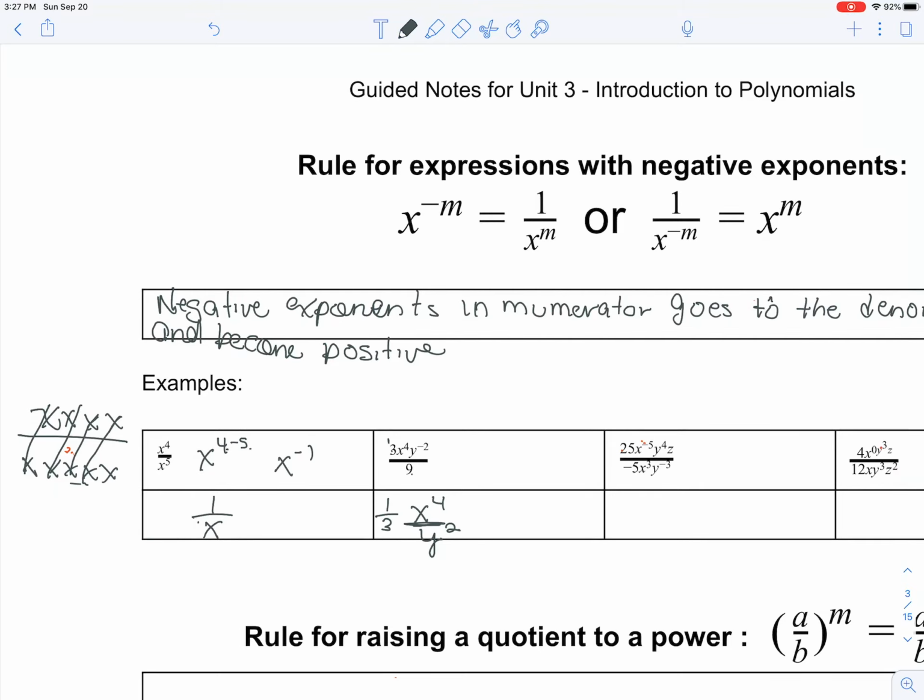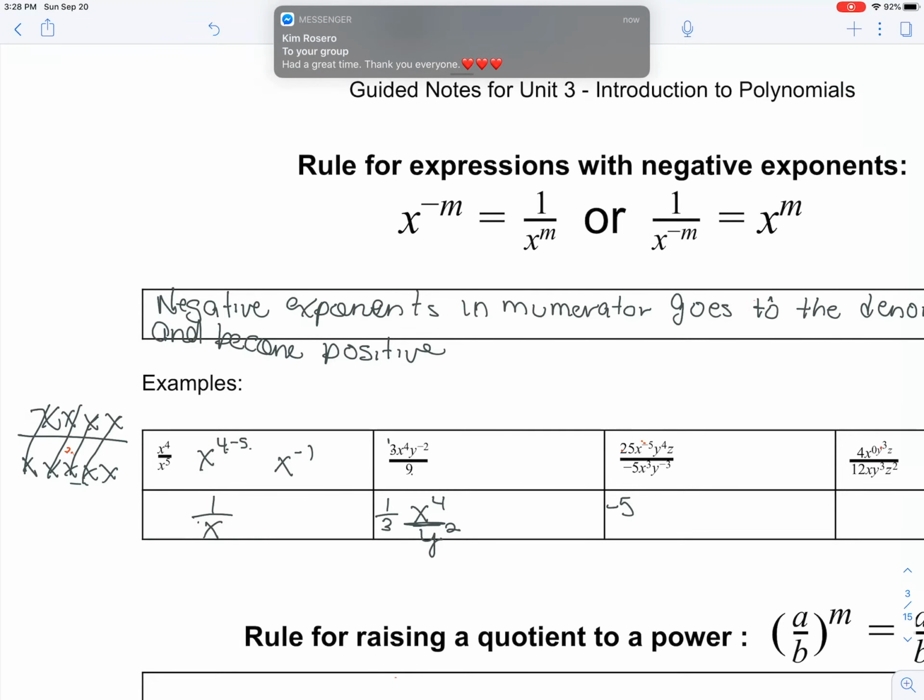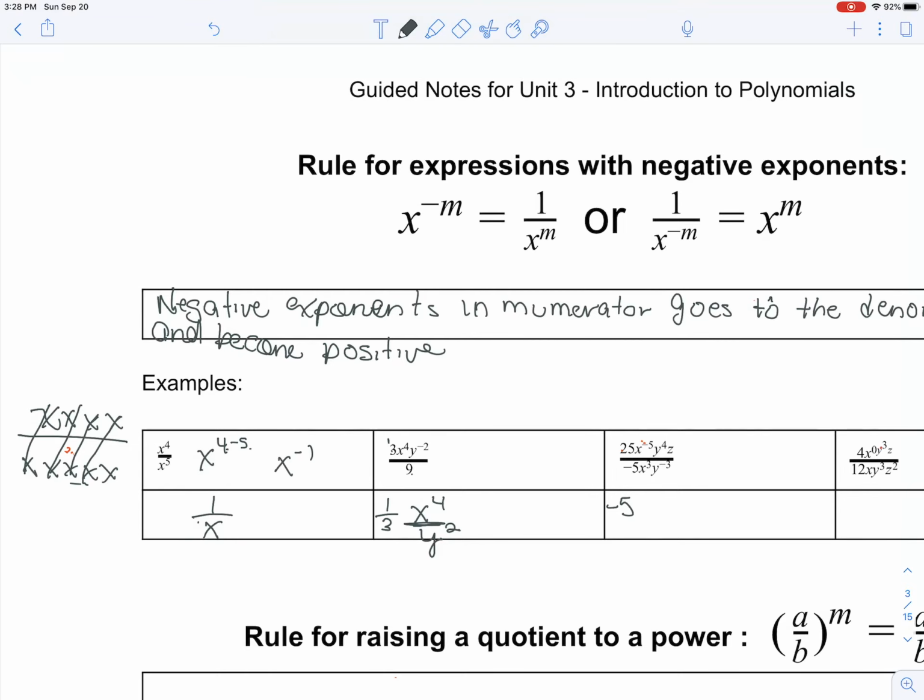All right, so 25 divided by negative 5 is negative 5. That rule applies to exponents. It does not apply to numbers. We treat numbers the way we always have. So this would be x to the negative 5 minus 3, which is x to the negative 8. Then we have y to the 4th minus y to the 4th minus negative 3, which will actually give us y to the 7th.